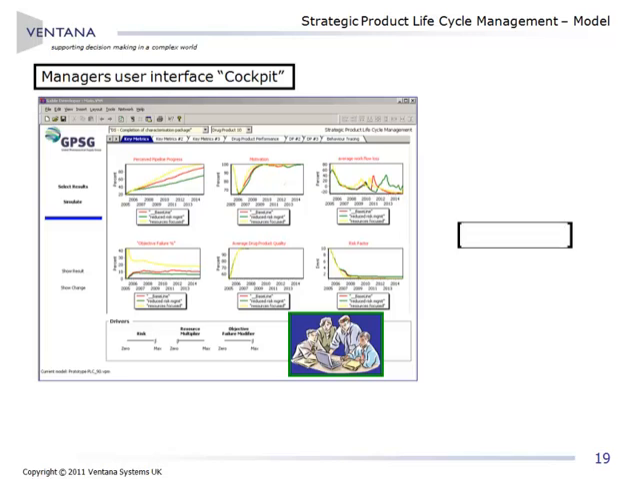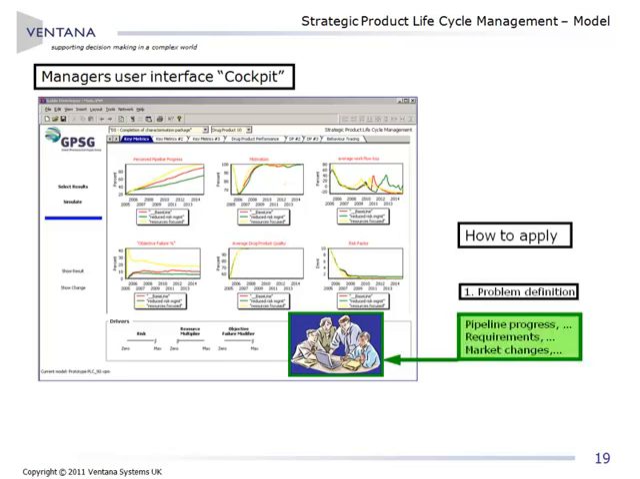This is one of Matteo's presentations. He says this is how we use the cockpit. We have a reason for using the application itself. Well, we want to try and improve the pipeline progress, so look at the resource requirements, so the market has changed and we have different investment opportunities.